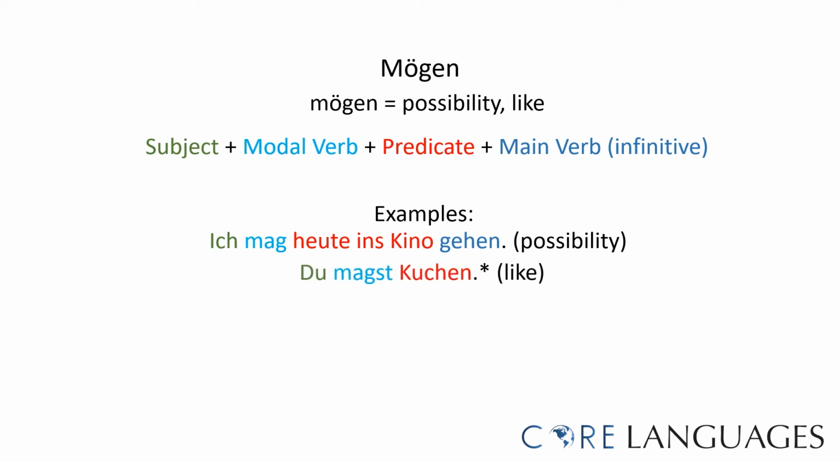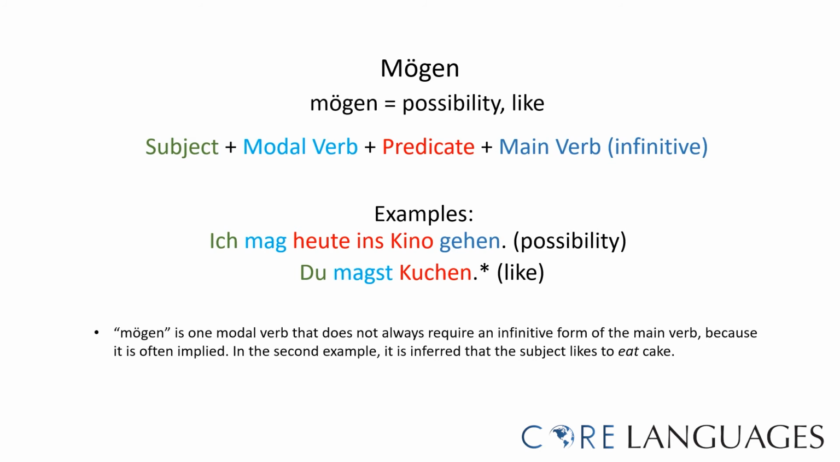Du magst Kuchen. You like cake. Notice how this sentence does not have another verb. Mögen is one modal verb that does not always require an infinitive form of the main verb because it is often implied. In the second example, it is inferred that the subject likes to eat cake.